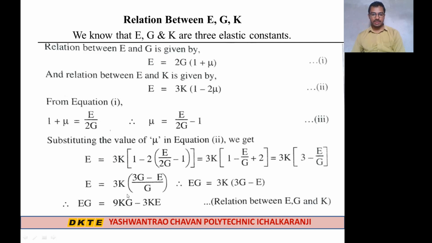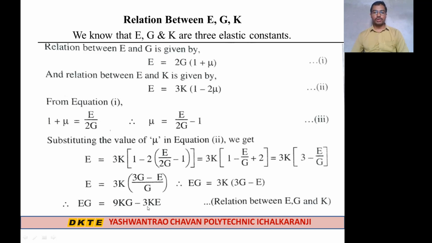This G is multiplied towards the left hand side, that is EG is equal to 3K into bracket 3G minus E, multiplied by 3K. EG is equal to 9KG minus 3KE. This is the final relation between Young's modulus, modulus of rigidity and bulk modulus, that is EG is equal to 9KG minus 3KE.